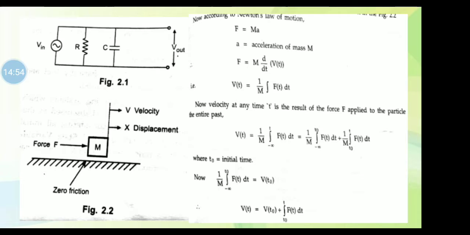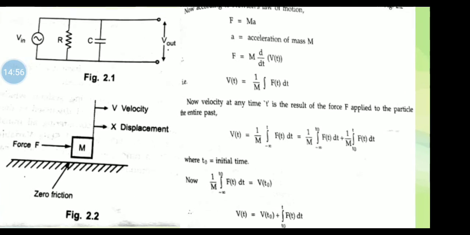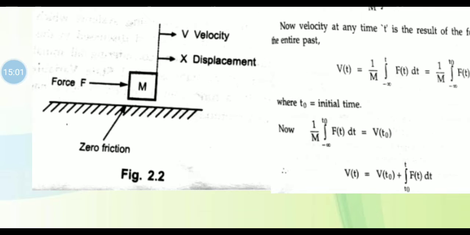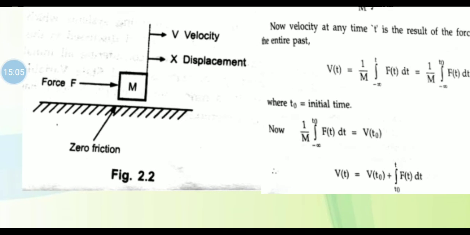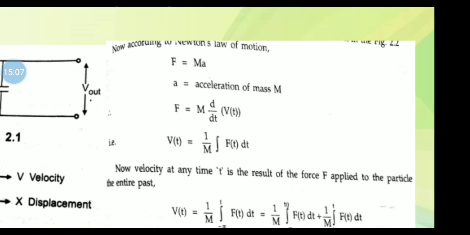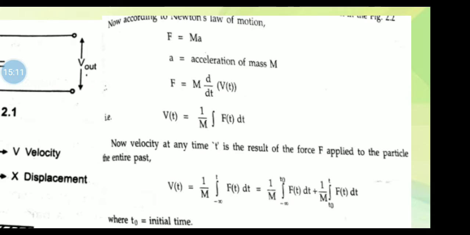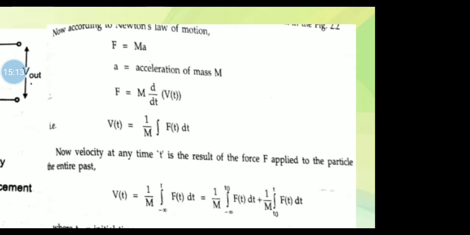So this is a simple mechanical system which has been shown here, figure 2.2, mechanical system. Now according to Newton's law of motion, F is equal to m into a, where a is the acceleration of mass m. F is equal to m d by dt of v(t), v of t is equal to 1 by m integration f of t dt.